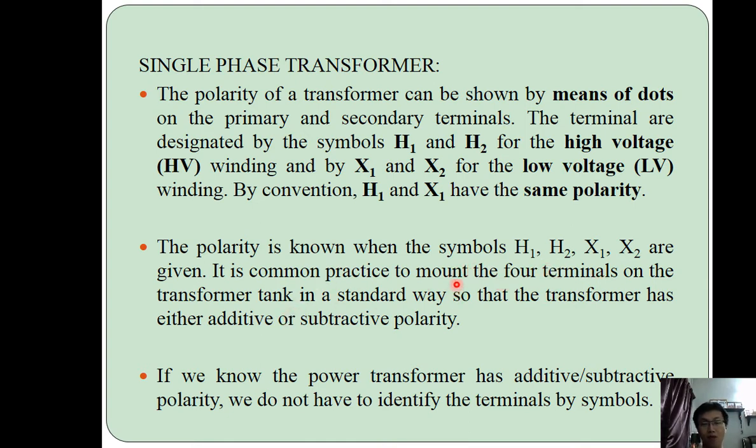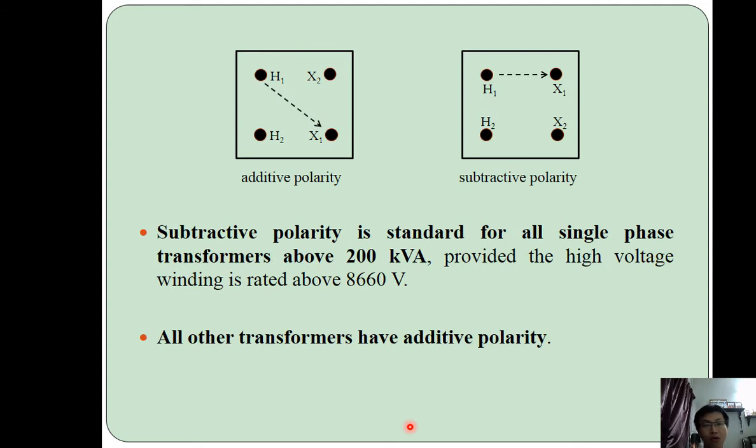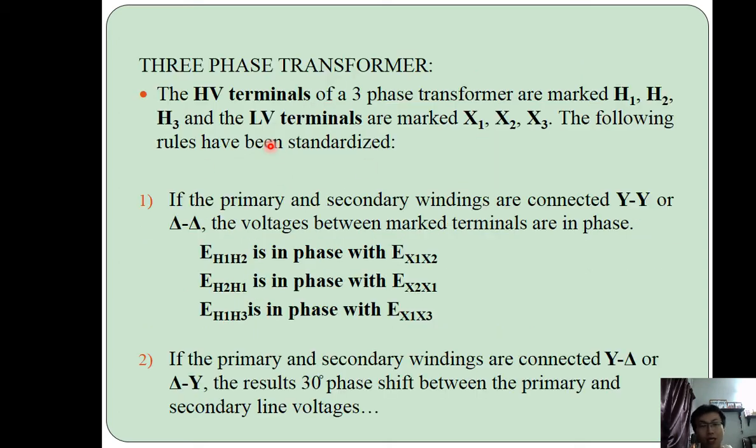It is common practice to mount the four terminals on the transformer tank in a standard way so that the transformer has either additive or subtractive polarity. If we know the power transformer has additive or subtractive polarity, we do not have to identify the terminals by symbol. So additive polarity: H1, X1, H2, X2. Subtractive polarity: H2, X2. Subtractive polarity is standard for all single-phase transformers above 200 kVA, provided the high voltage winding is rated above 8660 volts. All other transformers have additive polarity.